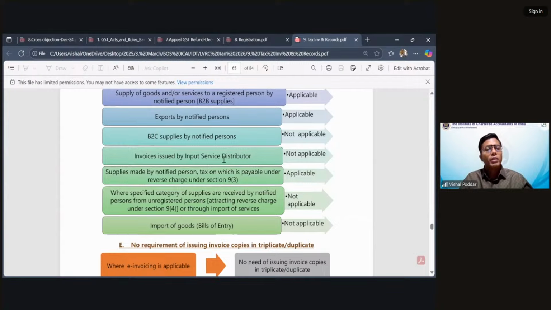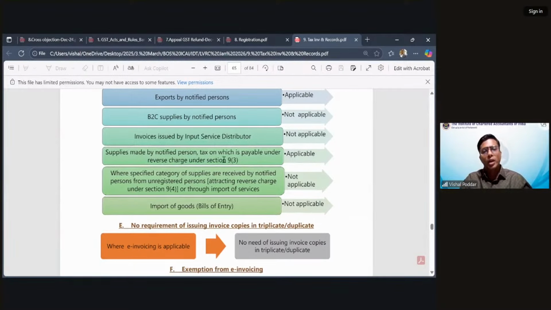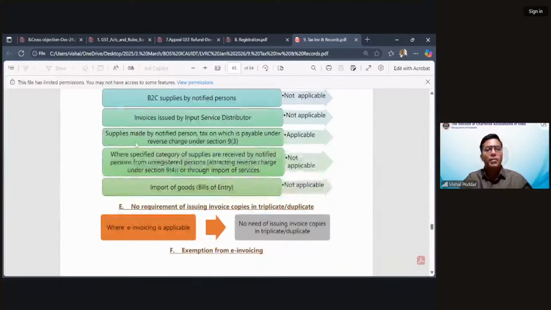Next, wherever you are an ISD and you are giving an ISD invoice for passing on the common credits, again, no e-invoicing is required for the ISD invoice. Next, supplies made by the notified person, tax on which is payable under RCM. Very important. So let us say the supplier who is the notified person whose turnover has exceeded 5 crore is required to make e-invoice. His tax is payable by the recipient. He doesn't have to pay tax. Still, he will have to do e-invoicing.